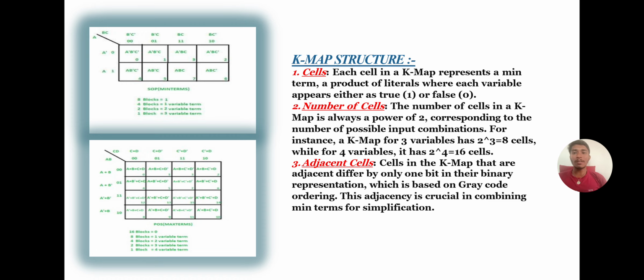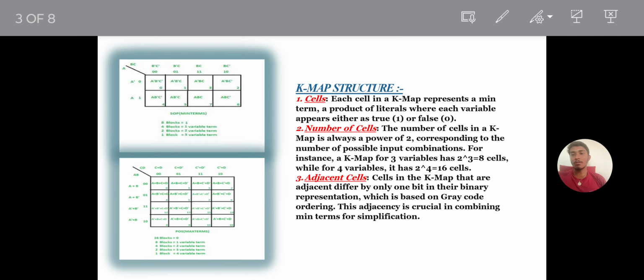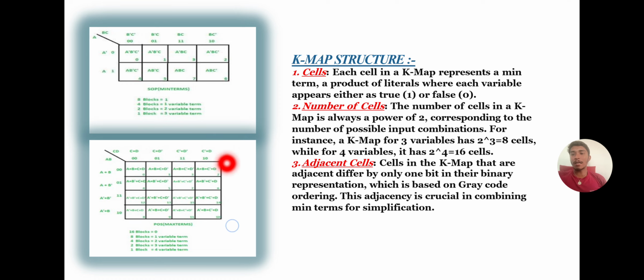For instance, the K-map for three variables, that is A, B, C, has 2 power 3, which will be 8 cells. This diagram represents the 8 cells of a K-map. Then if we have four variables, that is A, B, C, D, or we can consider P, Q, R, S, like that, it has 2 power 4, which leads to 16 cells. Here in this diagram, we have 16 cells.